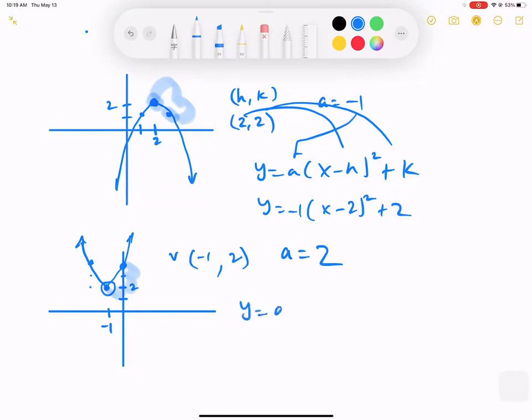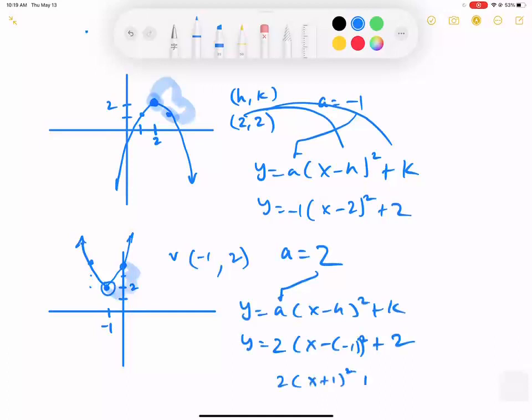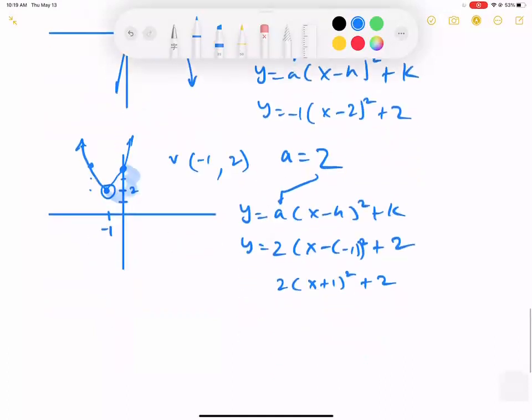Y is equal to A, X minus H squared plus K. Y is equal to A is, hey, that's just 2. I'm just copying numbers in. X minus, hey, that's -1. So I'm going to put negative here. -1 squared plus K, which is 2. The negatives cancel out. 2 X plus 1 squared plus 2. And that does fit our criteria for that.